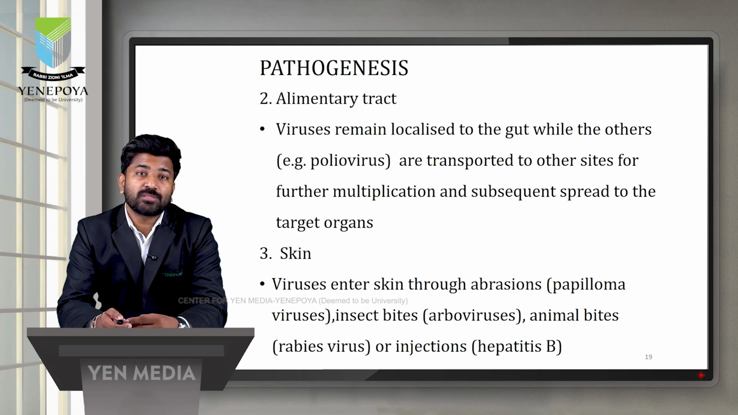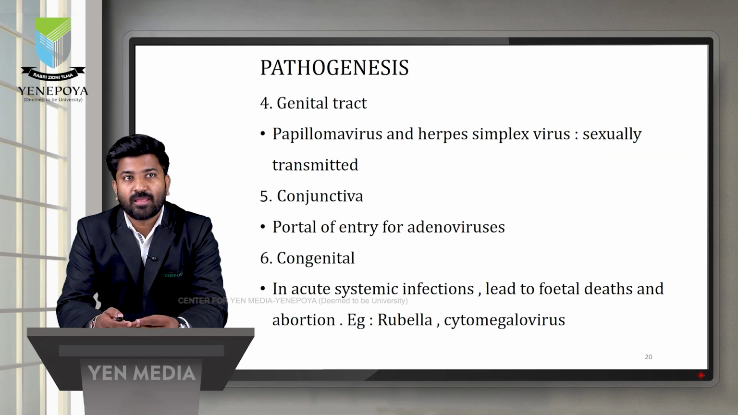They can also be transmitted to certain other regions of the body, where they undergo further multiplication and further spread, causing subsequent infections in the target organs. Some enter through the skin, where they produce infections directly at the site of the skin. They enter through abrasions like papillomavirus, or through an insect bite like arbovirus, or an animal bite like rabies virus, or through injections such as hepatitis. All these can enter through the skin and cause infection.